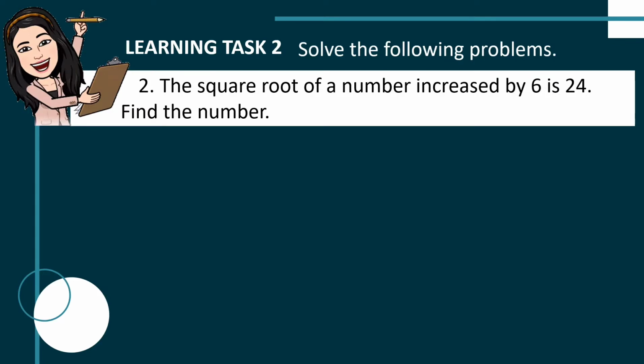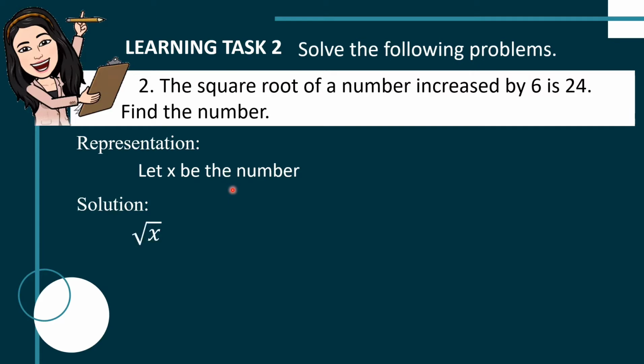The square root of a number increased by 6 is 24. Find the number. Again, we don't know that number, so we have to represent it as x. Let x be the number. And then, for your solution, we have ang square root daw ng number. Tama ba? Square root of x is increased by 6. When we say increase, nadagdagan. So, we have to add 6. Ay equal daw is 24. So, therefore, your equation is square root of x plus 6 is equal to 24.